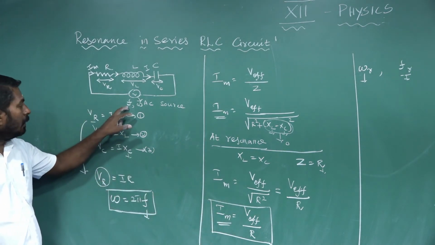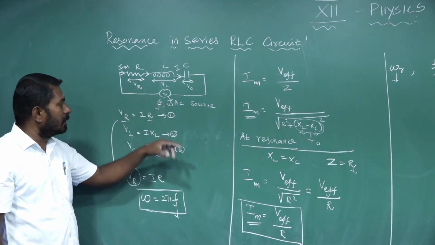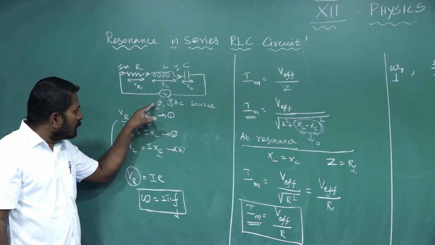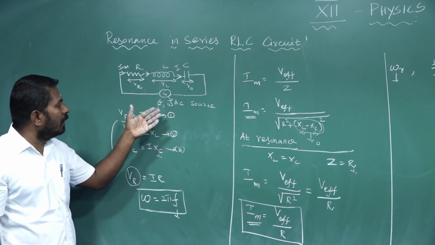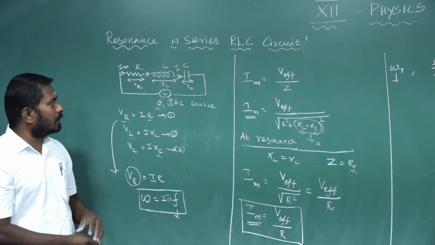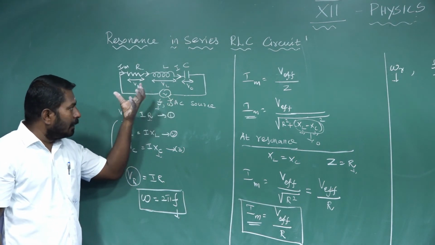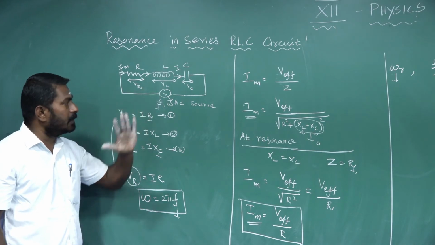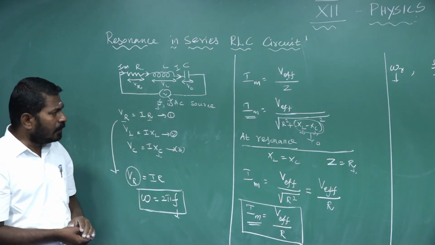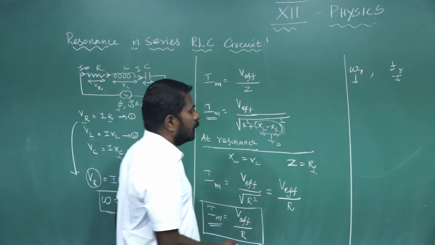That frequency is called the frequency of AC voltage at resonance, or resonant frequency of AC voltage, correspondingly the angular frequency of AC voltage at resonance. Then the circuit is said to be in electrical resonance. When electrical resonance is achieved, current through the series combination is maximum. So these are the important terms in resonance in a series RLC circuit.